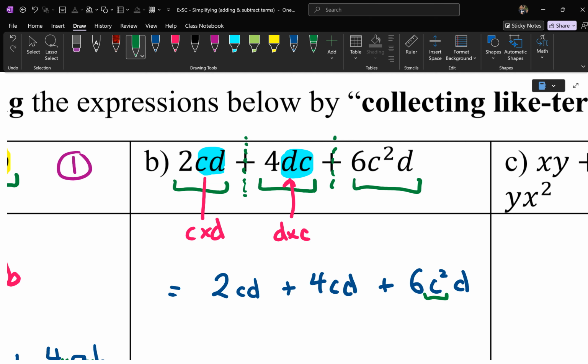Just like you guys, we've got different students here. Even though you're about the same age, you're all different. There's something different about each one of you. Just like the letters, just because you have a C doesn't mean you're the same. There's a square on one of them and the other one doesn't have it. So they're not the same.